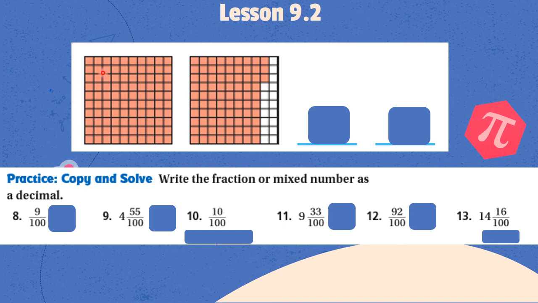Here we have a whole part, and then we have 10, 20, 30, 40, 50, 60, 70, 80, 81, 82, 83. So we have 1 as a whole and 83 over 100.